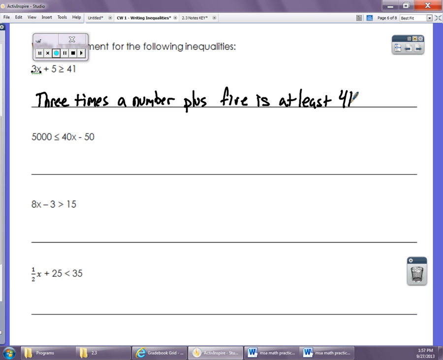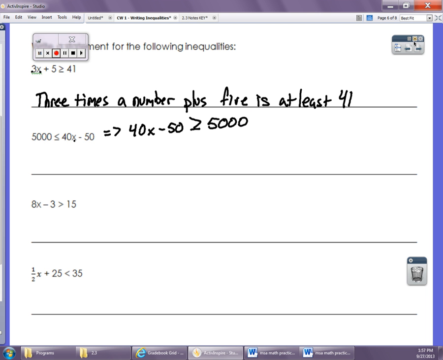Now, this one, you see how it says 5,000? What we want to do is we want our x to be on the opposite side, so we're just going to rewrite this. We're just going to flip this. So since 40x minus 50 is greater than 5,000, this is really 40x minus 50 is greater than or equal to 5,000.